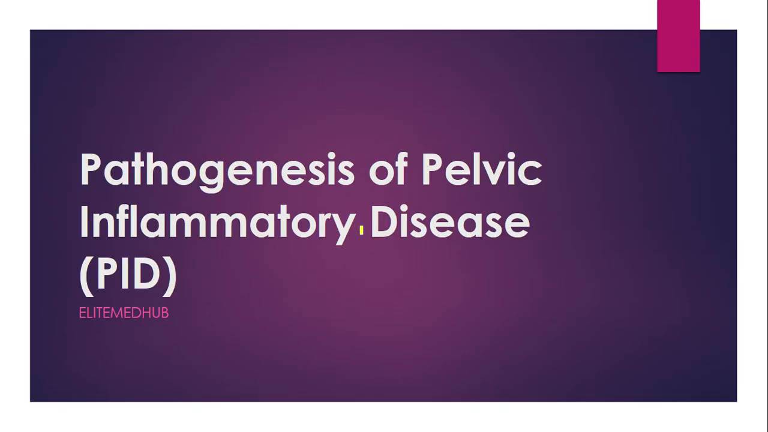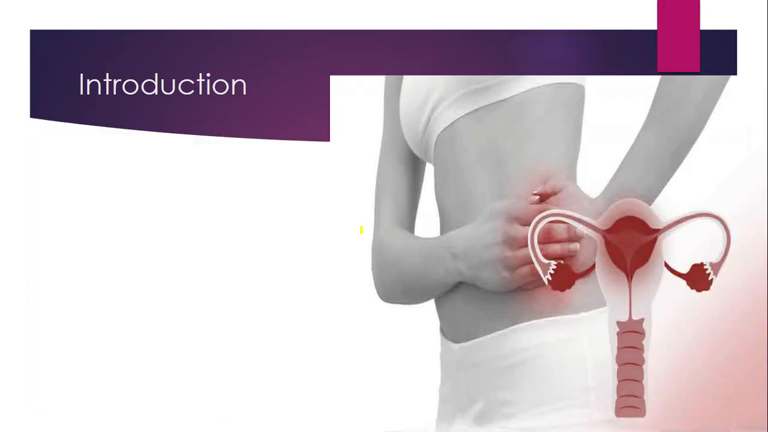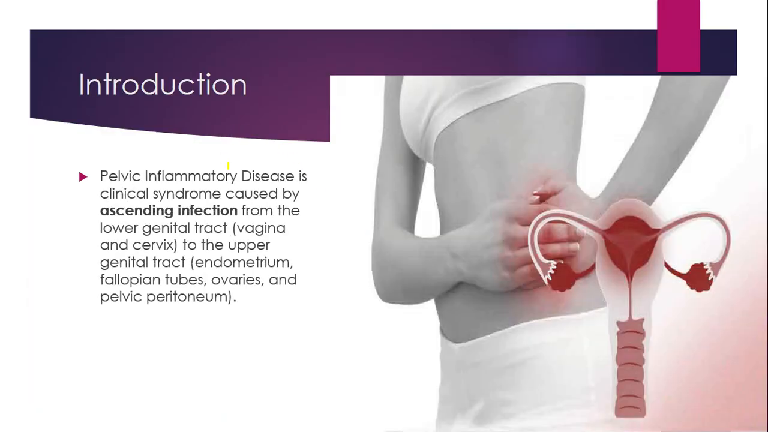Today we're gonna be looking at pelvic inflammatory disease. That's the pathogenesis of pelvic inflammatory disease. So, pelvic inflammatory disease is a clinical syndrome caused by ascending infection from the lower genital tract, that's the vagina and cervix, to the upper genital tract, that's the endometrium of the uterus, the fallopian tubes, ovaries, and pelvic peritoneum. It is actually a clinical syndrome because it presents with diverse signs and symptoms.